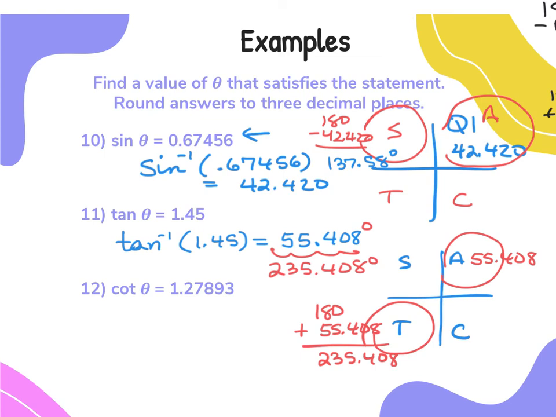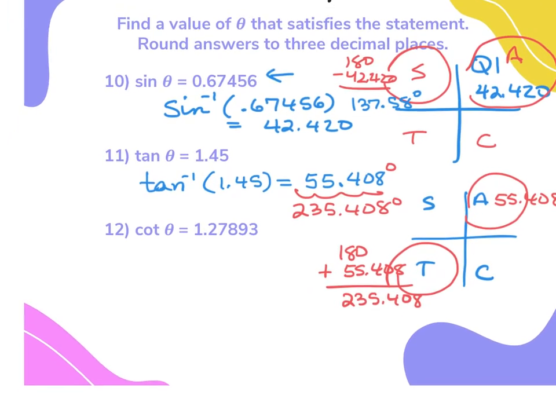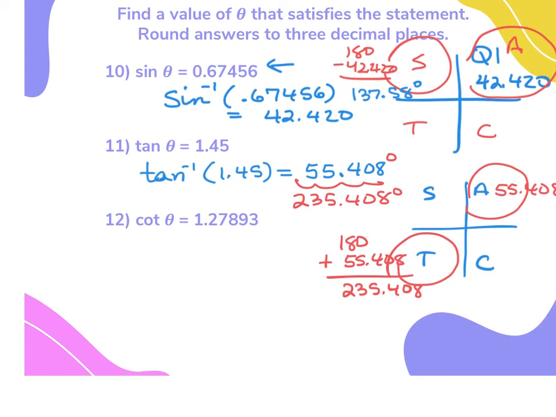Cotangent, remember there's no button that says COT on it, so this is where we have to do 1 divided by. So I'm going to do tangent⁻¹, and then in the parentheses we do 1 divided by 1.27893. When I do this, I get 38.022.